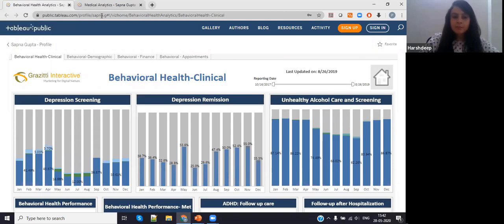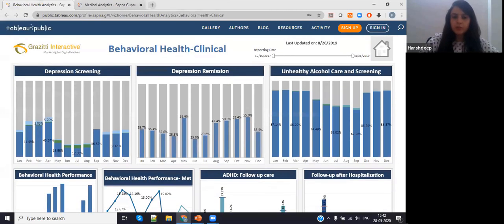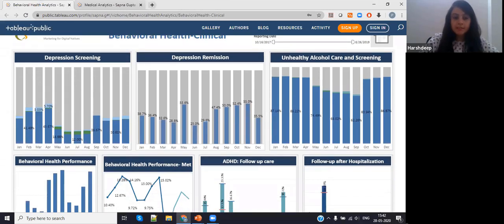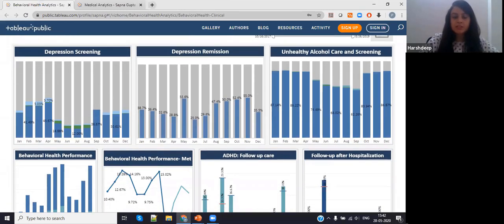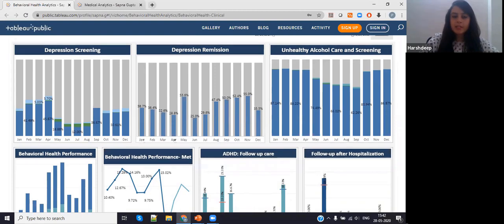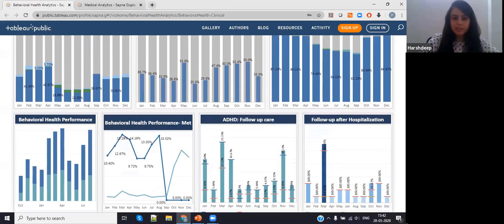This dashboard helps you monitor behavioral health over a period of time. It is segmented according to various diagnoses that the patient goes through, such as depression, alcohol screening, and ADHD. This dashboard enables you to keep an eye on behavioral health performance, capturing whether the treatment is effective or not by comparing patients' performance with standard goals.